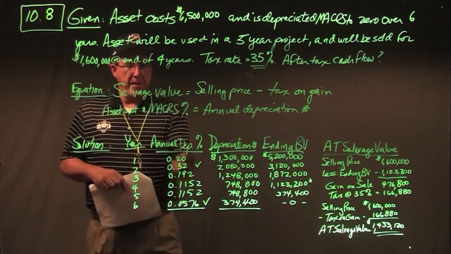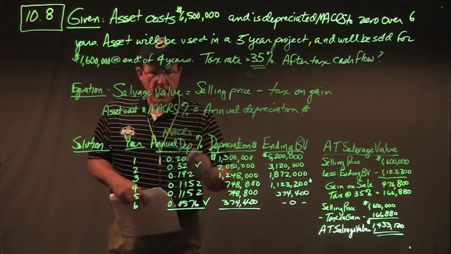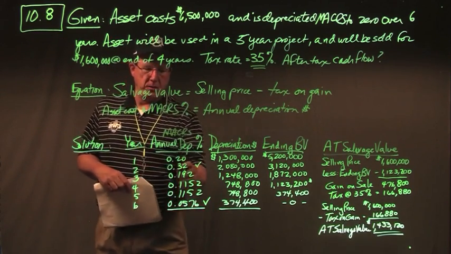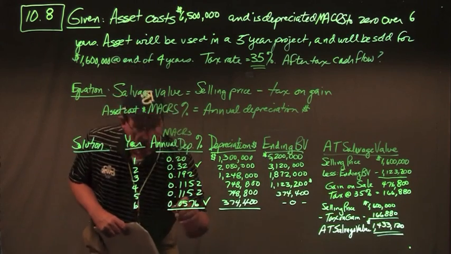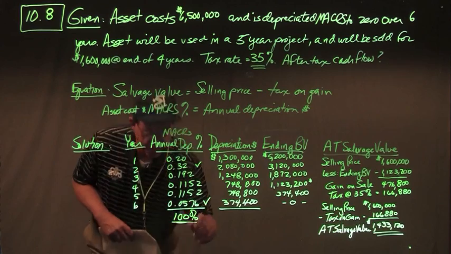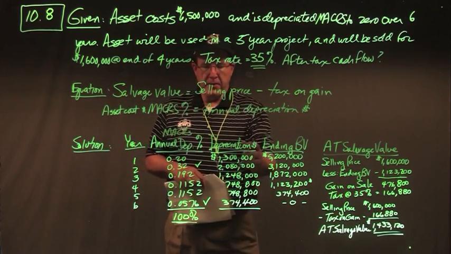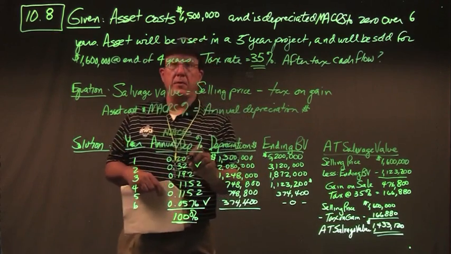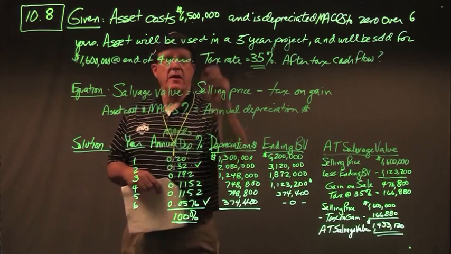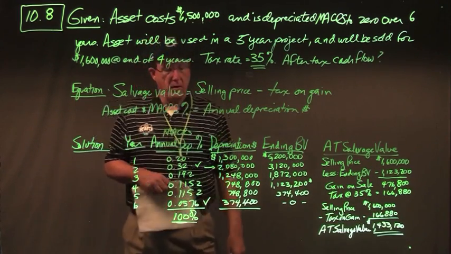So again, I list my MACRS percentages. Modified accelerated cost recovery system: 20%, 32%, 19.2%, and so on. All these percentages should add up to 100%. I put them in decimals for multiplication's sake. My depreciation dollars is just 20% times the cost of the asset, 6.5 million. 32% times the cost of the asset equals 208,000, and so on.